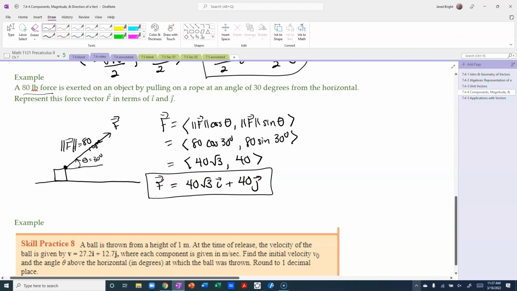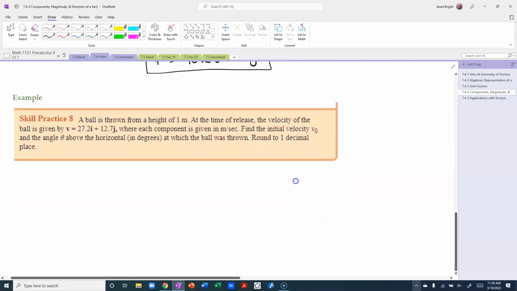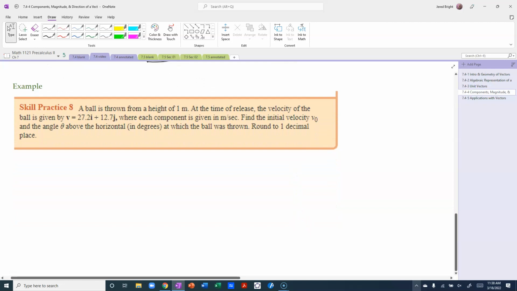Yes, it is a context answer. You could say the force vector is da-da-da. I'll let you fill that in. Okay. Last one, ball thrown. Okay, this one's fun. I like this.